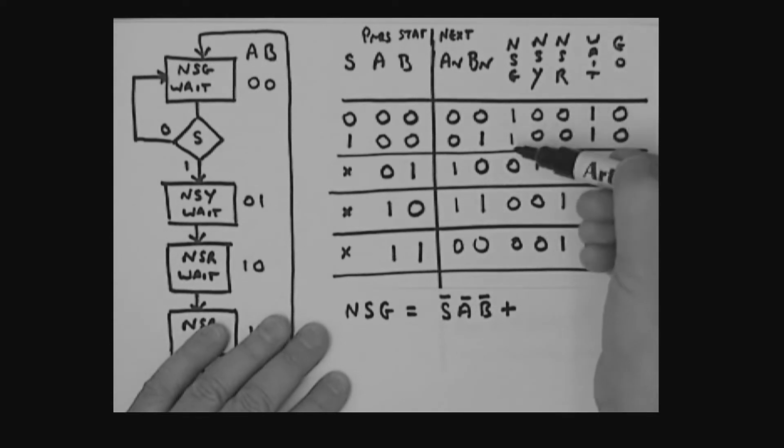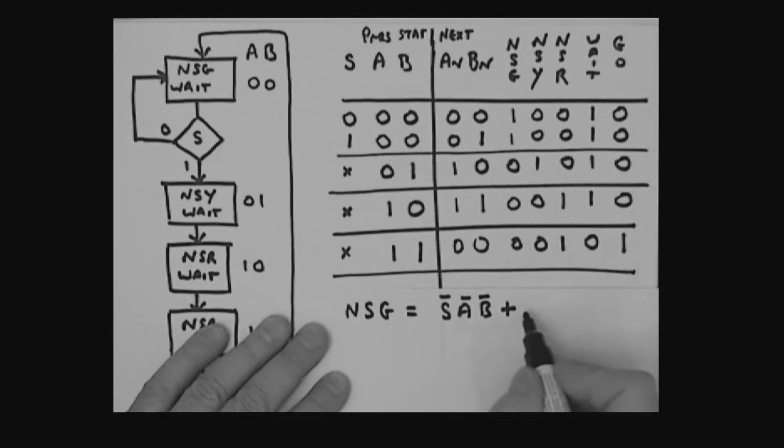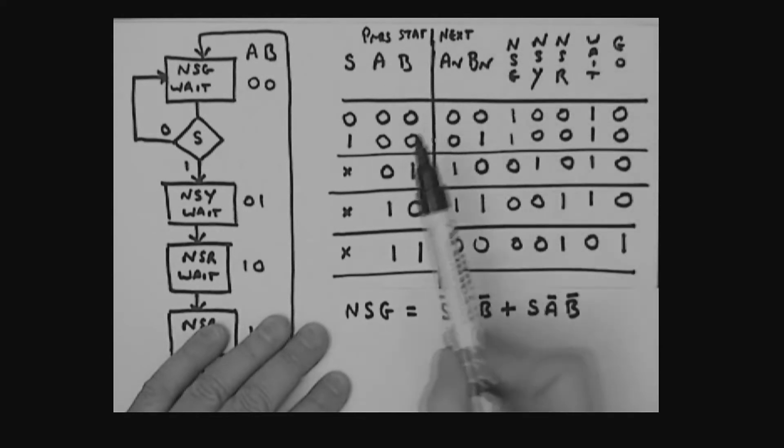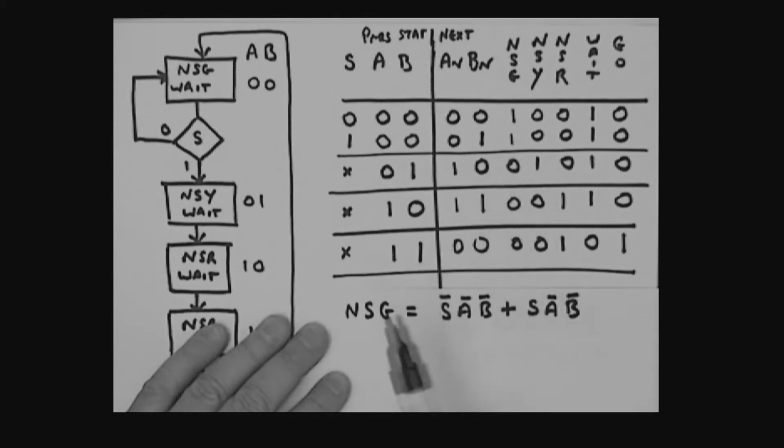Come down again. Oh, look, this is S, A bar, B bar. Now, can that be simplified? Do I need to do a K-map or is it obvious? In a sense, this is fairly obvious, because north-south green only ever occurs if you're in the 0-0 state. It never occurs anywhere else. So you could say that north-south green surely is A bar, B bar.